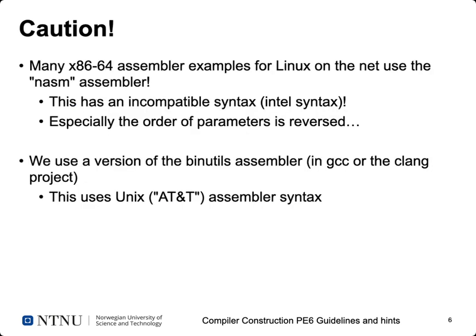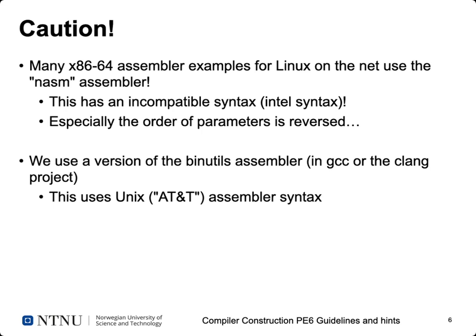Now, if you take a look at x86 64 assembler examples for Linux, please take care. I know there's lots of stuff out on the net, but very many examples I looked at actually use another assembler, which is called NASM, which comes from Windows. NASM uses an incompatible syntax to the binutils style GNU assembler we are using here. NASM uses the Intel syntax, which especially names registers a bit differently and most importantly reverses the order of parameters. So if you want to use examples found on the net, please remember if it's NASM syntax, reverse the parameters, and some bits of syntax also have to be adapted.